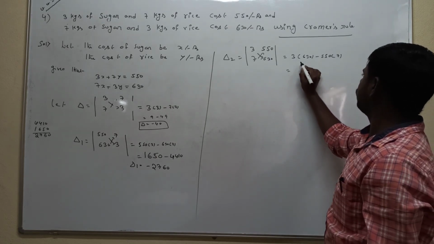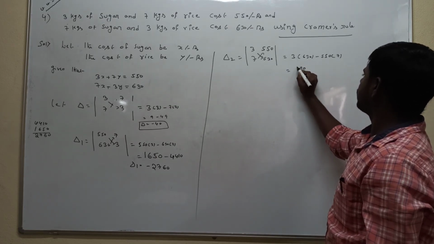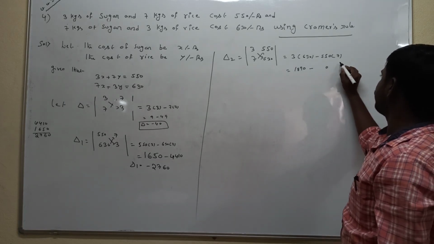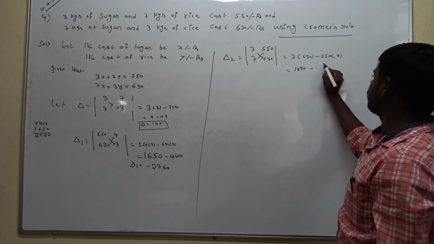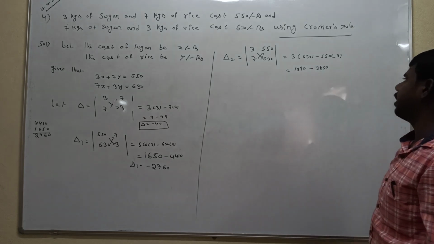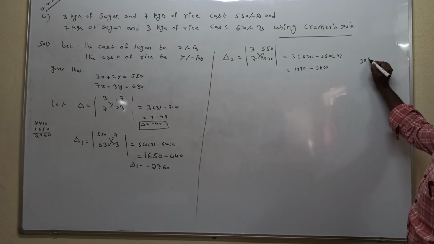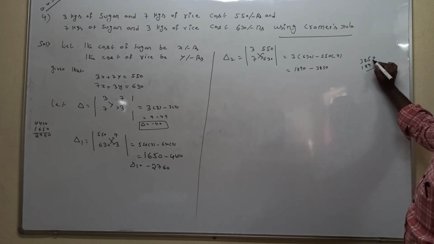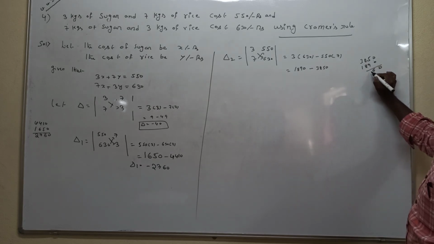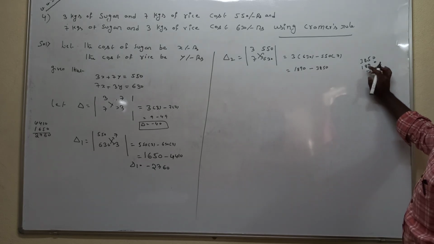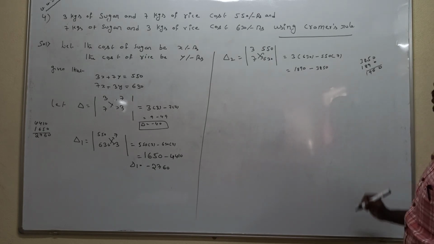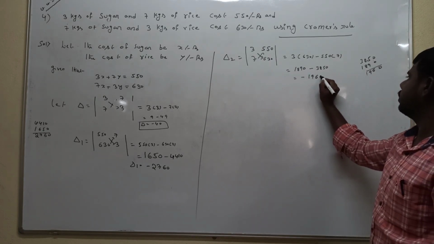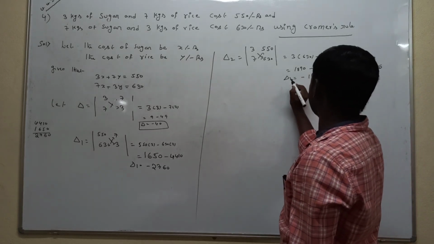3 into 0 is 0, 3 threes are 9, 3 sixes are 18, so 1890. Minus 7 into 0 is 0, 7 fives are 35, 7 fives are 35 plus 3 is 38, so 3850. 3850 minus 1890. 0, 15 minus 9 is 6, 17 minus 8 is 9. Next is 2 minus 1 is 1. So the highest value symbol is minus, 1960. This is the delta 2 value.